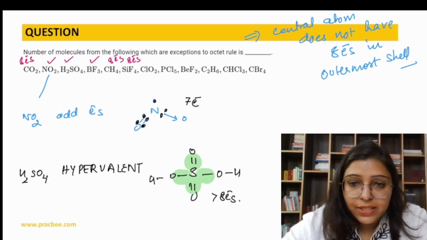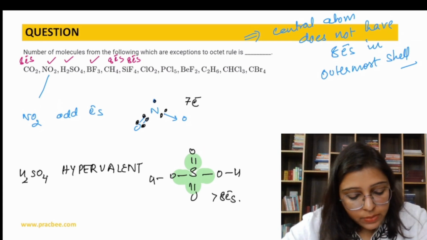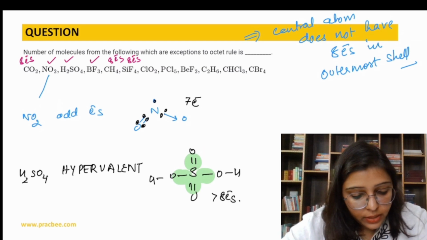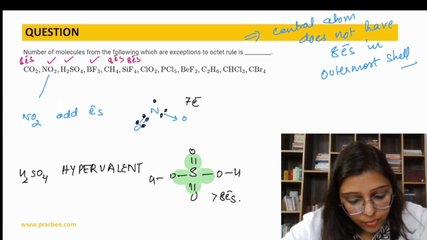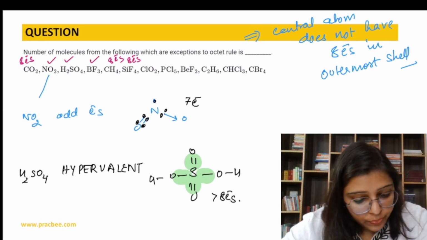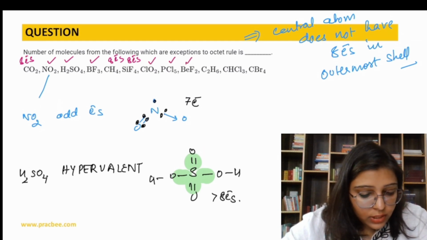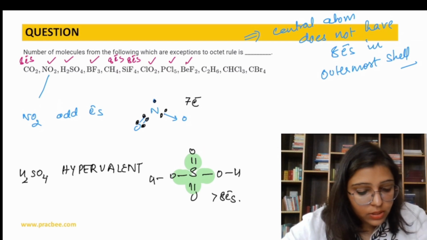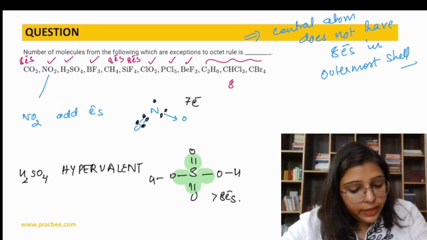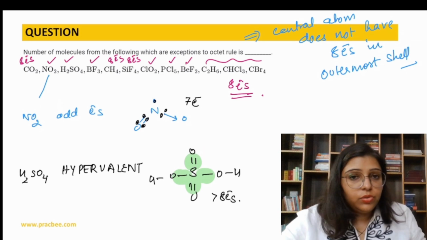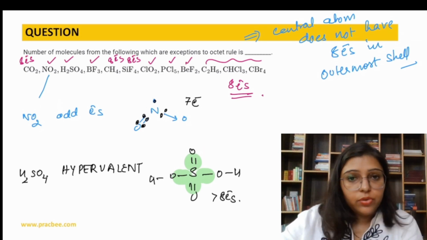Then PCl5 is an expanded octet. BF3, yes, hypovalent. So total we have 1, 2, 3, 4, 5, 6. C2H6 no, CHCl3 no, CBr4 no, all have 8 electrons. You can draw the structures.